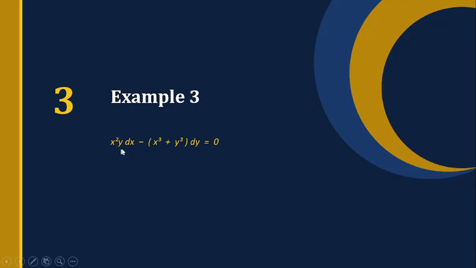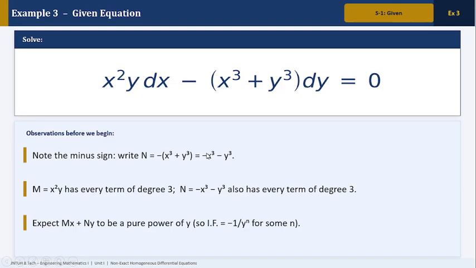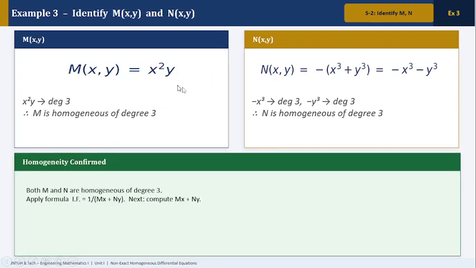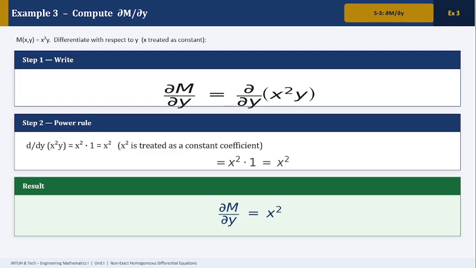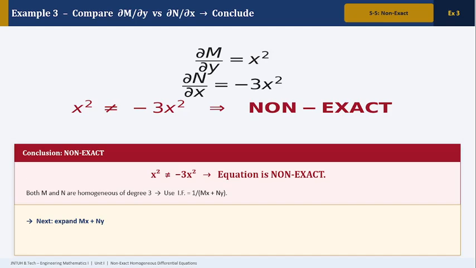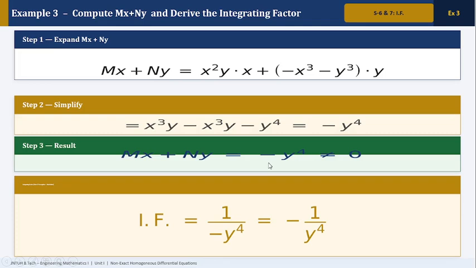Example 3: solve the differential equation x squared y dx minus of x cubed plus y cubed dy equals 0. Same thing, we write it as x squared y dx plus of minus of x cubed plus y cubed dy equals 0. Since each term in M and N has degree 3, this is a homogeneous equation. Check the condition for exactness: dou M by dou y and dou N by dou x are not equal, therefore the given equation is non-exact.